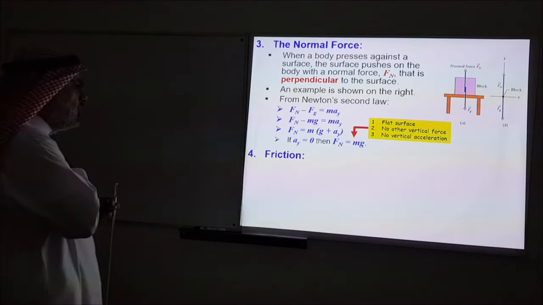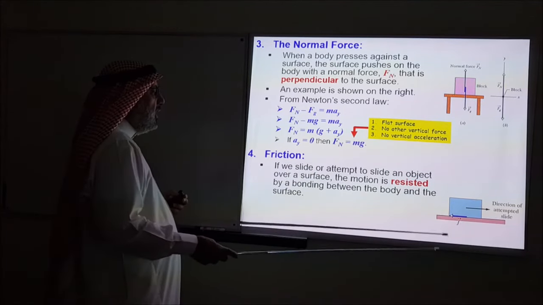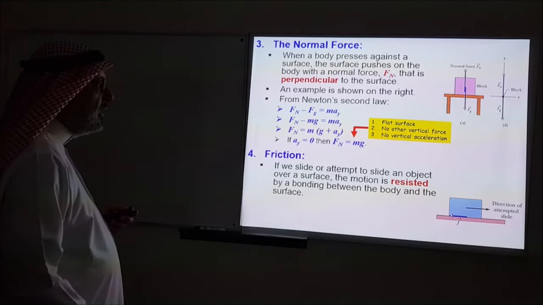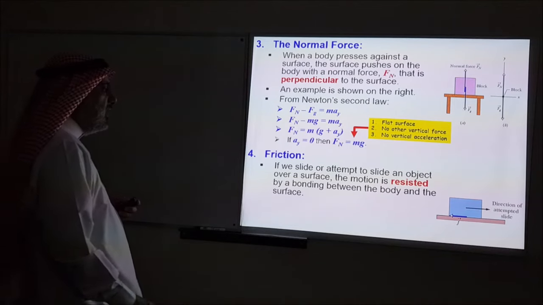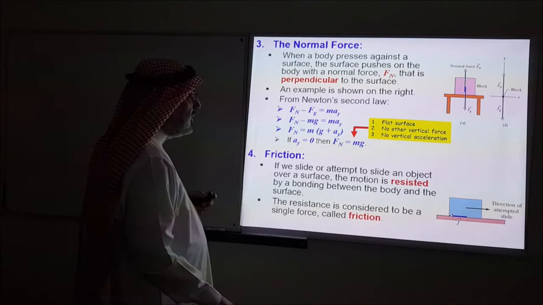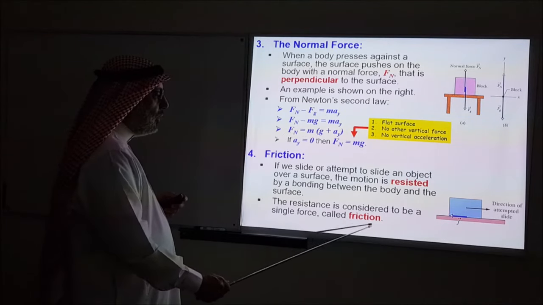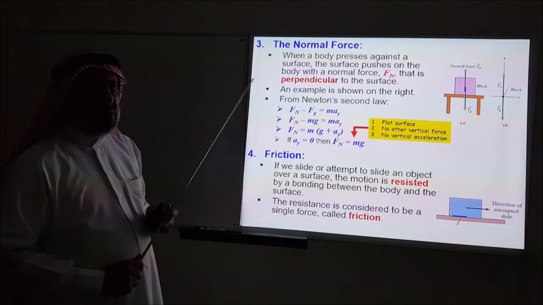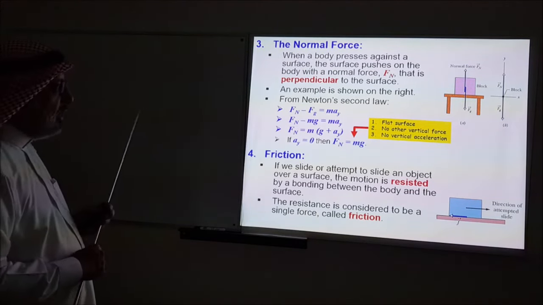The fourth force is the force of friction. And as we know from our daily experience, if we slide or attempt to slide an object over a surface, the motion is resisted by a bonding between the body and the surface. The resistance is considered to be a single force, which is called the force of friction, and we will dedicate a whole lecture in chapter 6 to the study of frictional forces. We will say more about it then.